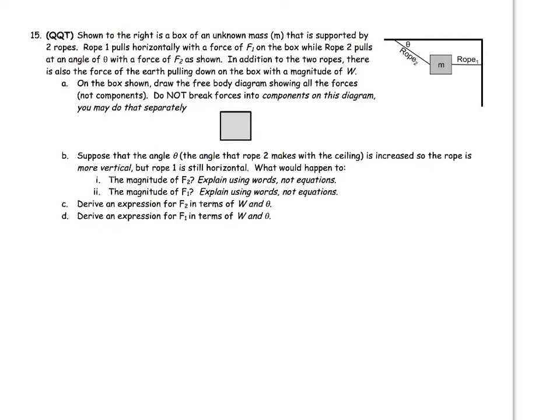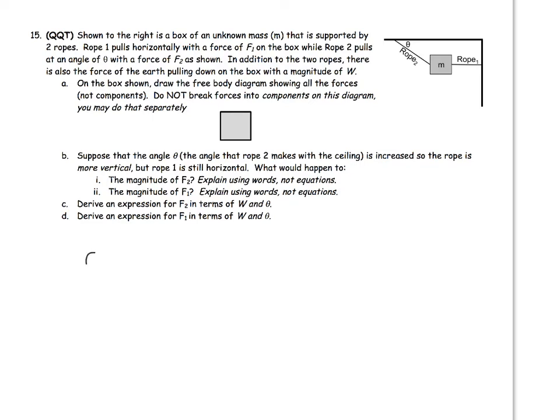Moving on to one of my AP free response questions. So we have a situation where we have a box suspended from two ropes. One rope is pulling horizontally on the box, the other is pulling up at some angle. There's also the force of Earth acting downward on the box. That has a magnitude of W. Okay, and we want to first start by drawing the free body diagram.